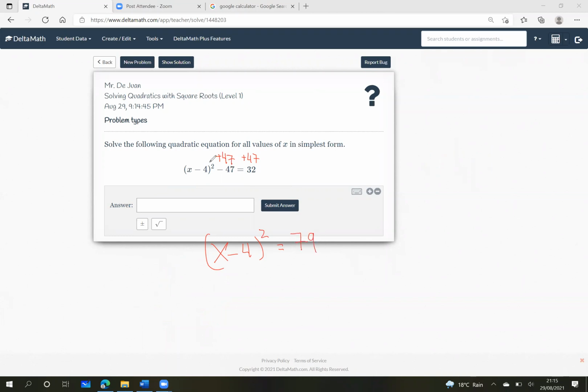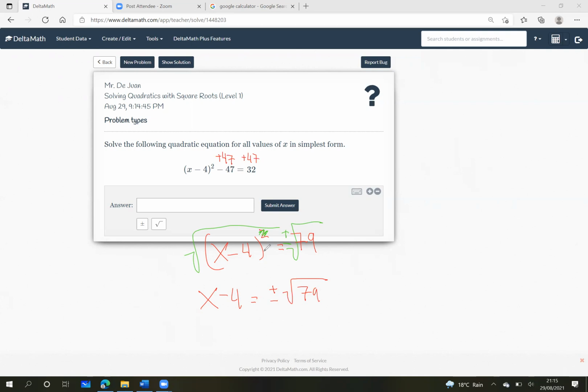Then, because the squared is on the outside of the brackets, we're going to take the square root and say ciao ciao. We're going to take the square root and say plus minus. Okay? Now, what are we looking at? We have x minus 4 equal to the plus minus square root of 79.